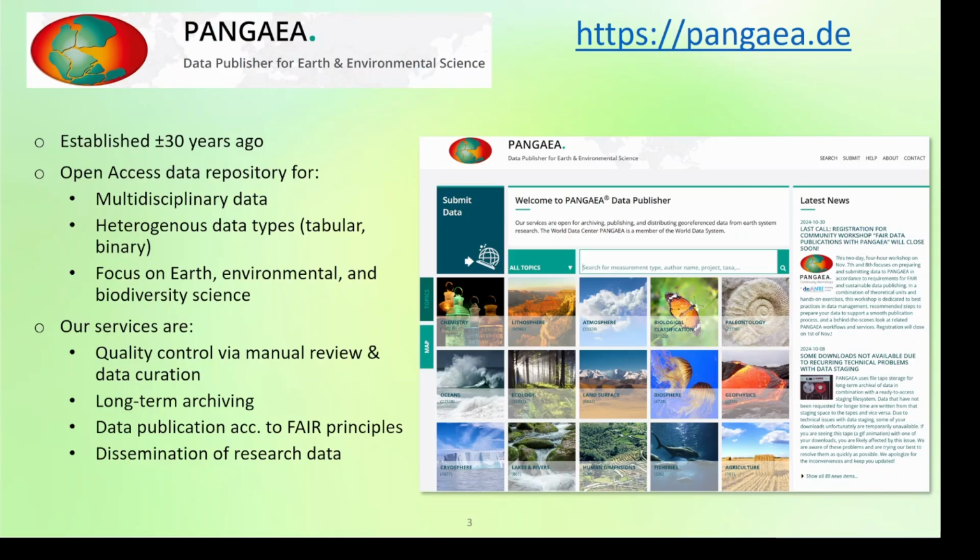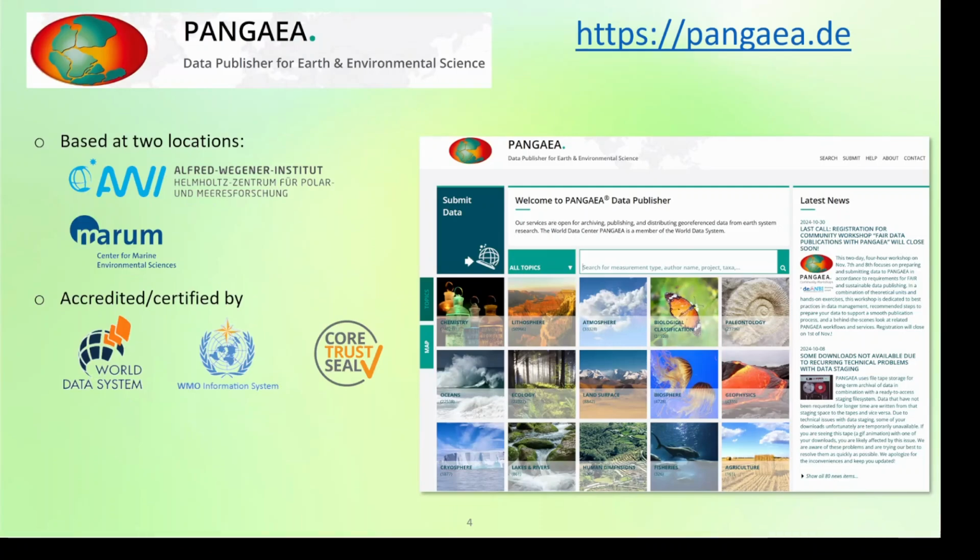What we also do is dissemination of research data, the topic of today, which means that not only our landing page, which you can see here on the right side, is the way to access data sets archived in PANGAEA, but we can also push data to other portals, or the PANGAEA database is harvested by other portals, repositories or databases.